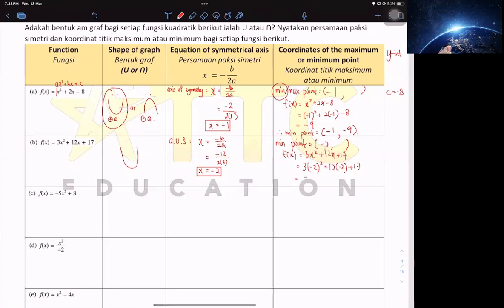Okay, so it's 5. Sorry, I pressed something. So the minimum point is (-2, 5). Don't forget to answer number 4 also. The y-intercept is 17. Easy peasy. We did the hardest one last week.